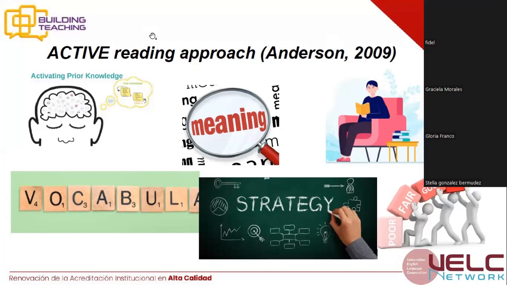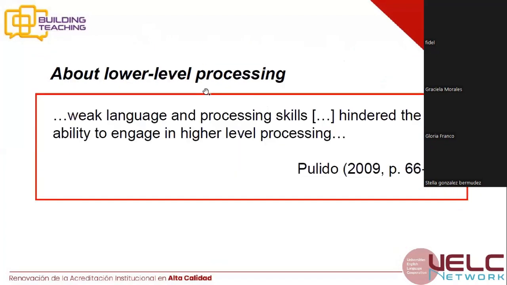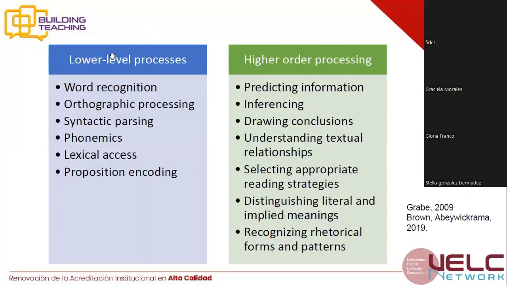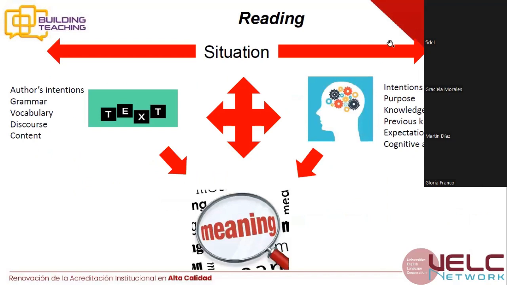Excellent. Remember, we said that we need lower level and higher level processes, but in order to make predictions, in order to draw conclusions, we also need previous knowledge of the world, of the topic. So if you don't have that knowledge, even in Spanish, right? If you read about brain surgery, even if you are very fluent in Spanish, it's your first language, it's going to be difficult if you don't have that previous knowledge. So the same happens.